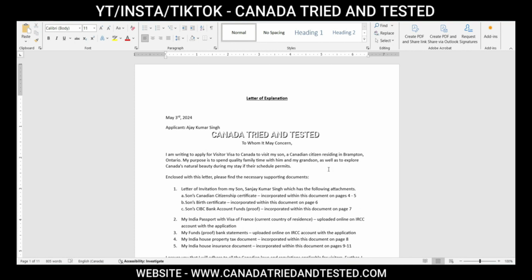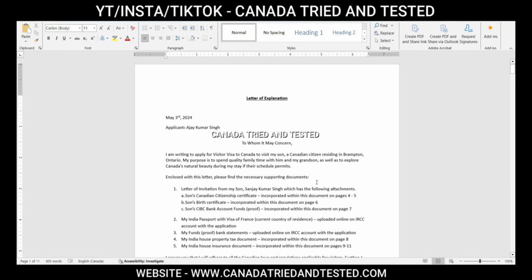And then continuing, my purpose is to spend quality time, family time with him and my grandson. So it's direct message, what is the purpose, as well as to explore Canada's natural beauty during my stay, if their schedule permits, and of course, if they have money to show me around. Okay, jokes apart. Enclosed with this letter, please find the necessary supporting documents.